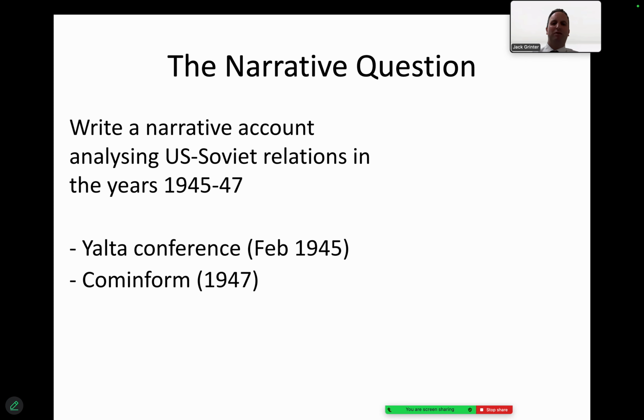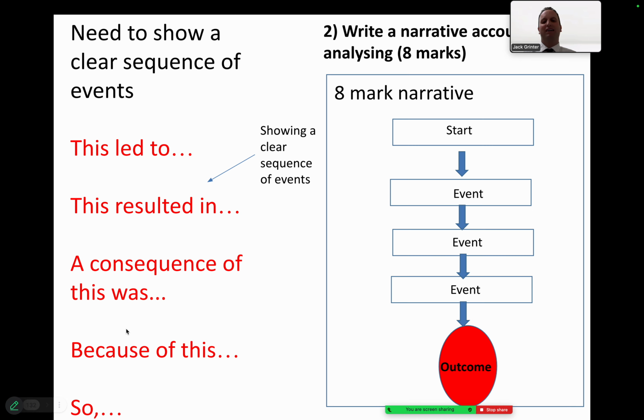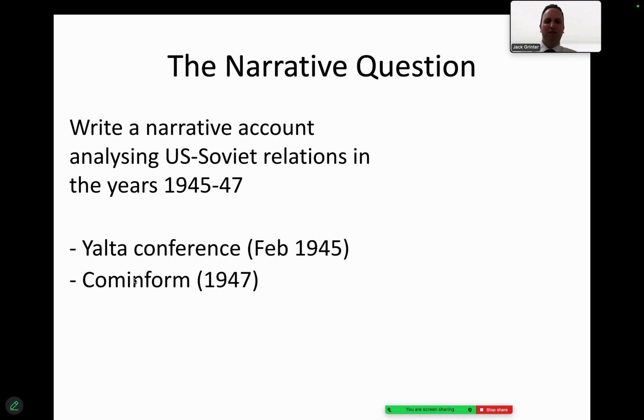So I'd write about the Yalta conference, then I'd go on to writing about the Potsdam conference, then you write about the telegrams, Truman Doctrine, and Marshall Plan, and Cominform and Comecon. But what you do is you'd say how one event led to the next thing happening. Like with the telegrams part, the Kennan telegram, you say what it set out. This led to the Truman Doctrine and their policy of containment. Things like that. It's important you're showing that clear sequence of events. Okay, so that's one time where they've asked it over a 2-year period.